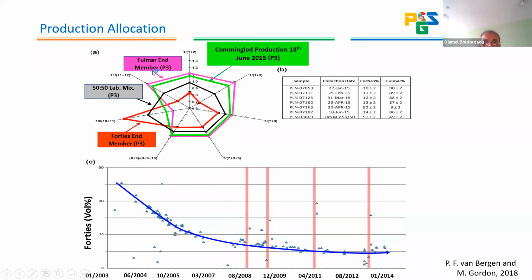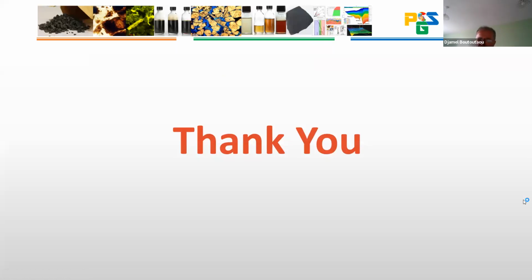This is the 40s, where we started producing 50%, almost 60%, from the 40s, but then the 40s reservoir became less active through time. So nowadays we are producing more from the other reservoir. That is the kind of thing we can find from production allocation. For this, I finished my presentation.